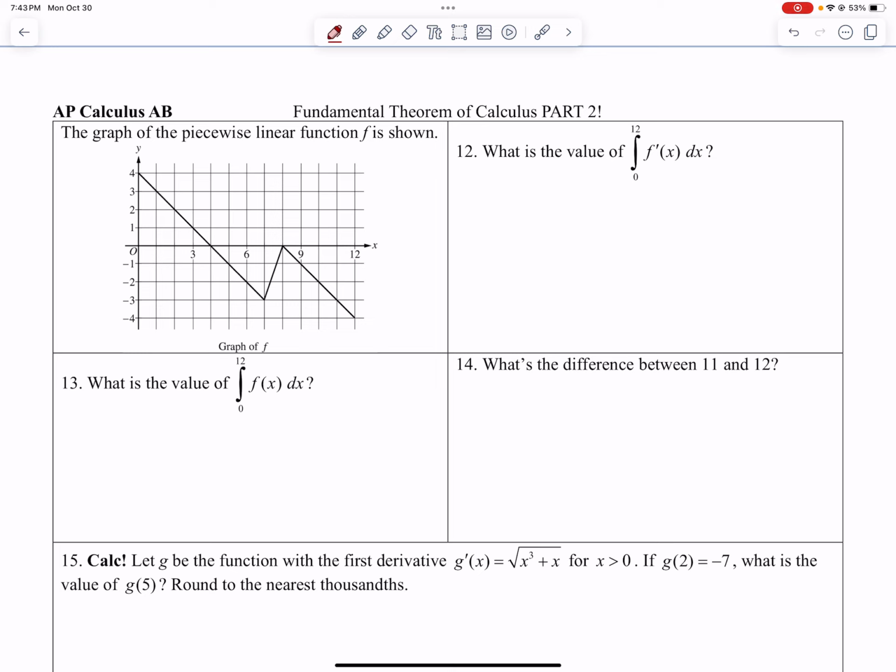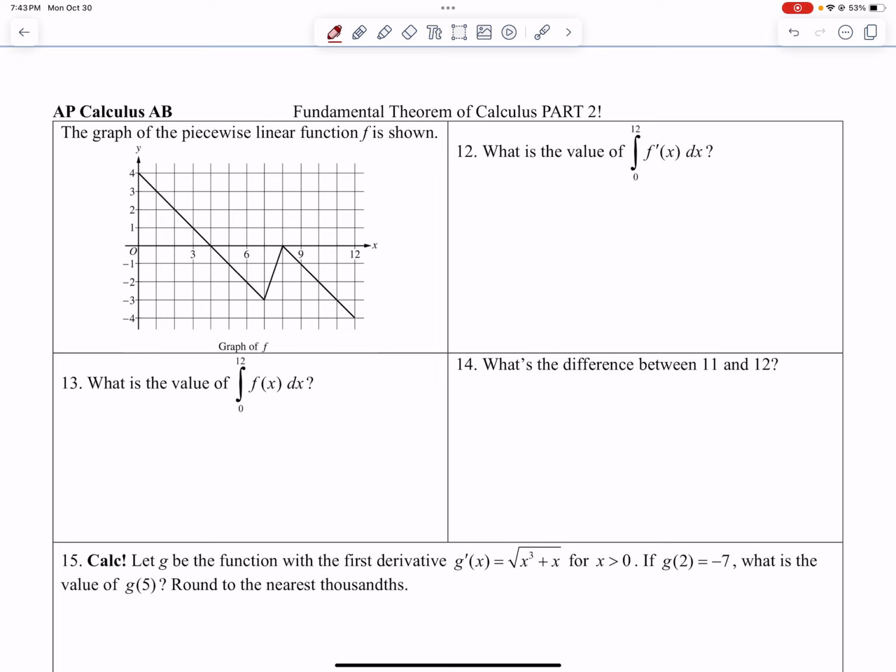So, we are given the graph of a piecewise linear function, and for number 12 and 13, we're going to see what the difference is between f prime and f. For number 12, we are given f prime, and then for 13, we're given f of x.